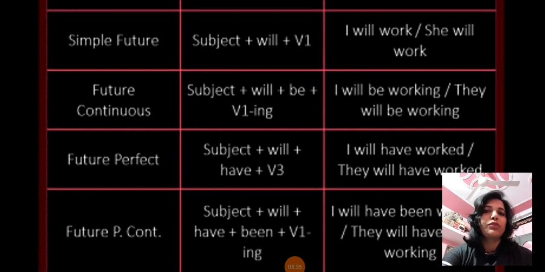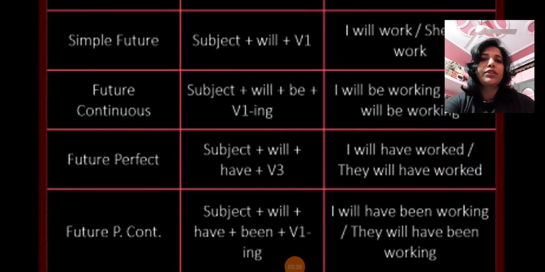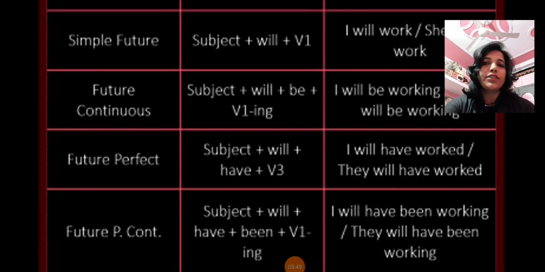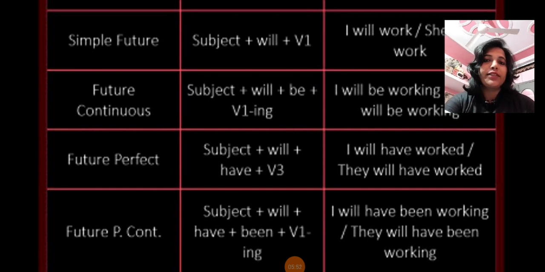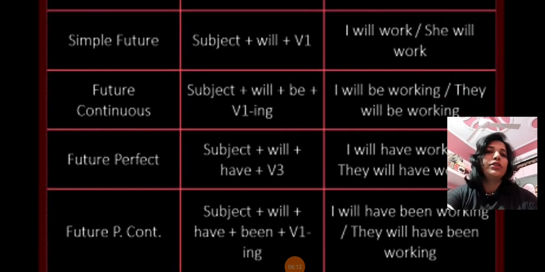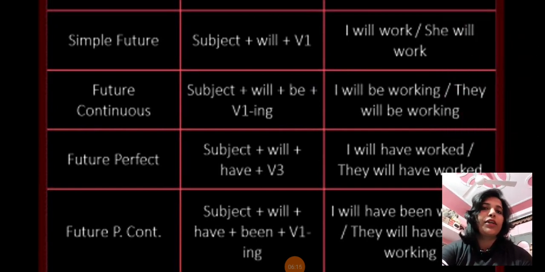Next is future perfect. In future perfect, again third form you could see in the sentence: subject plus will plus have plus verb third form. I will have worked, they will have worked. Okay, the last type of tense is future perfect continuous. For that, again, subject plus will plus have plus been plus verb ing form. So I will have been working, they will have been working, she will have been working, you will have been working, whatever pronoun you can put as per your requirement.